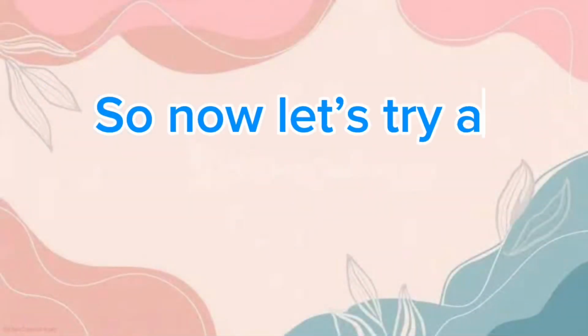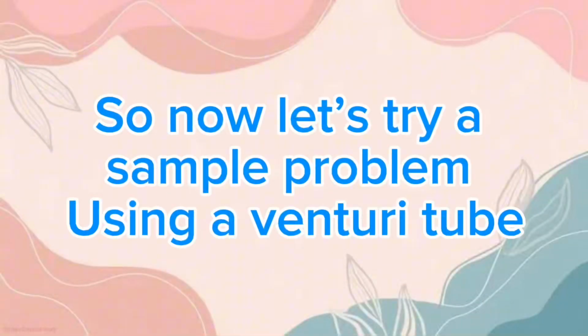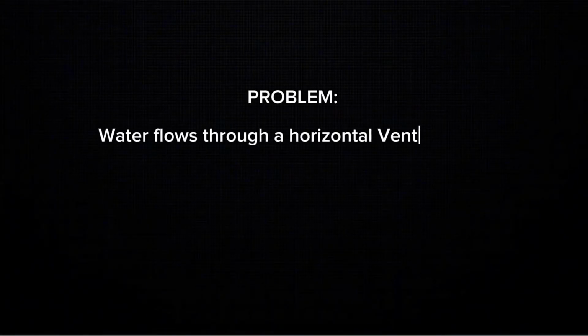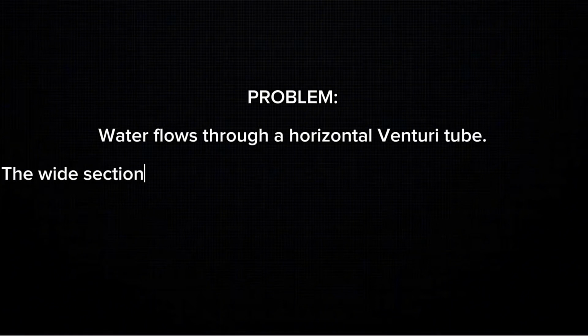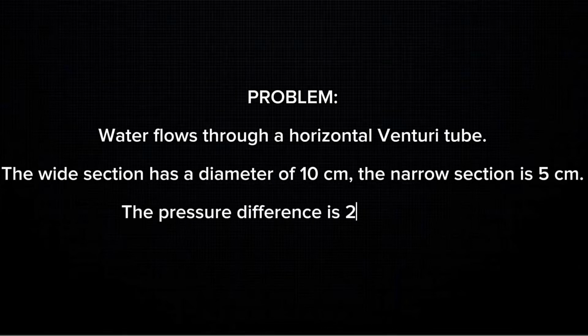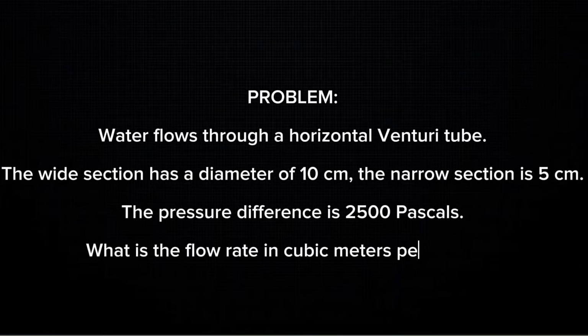So now, let's try a sample problem using a Venturi tube. Problem: water flows through a horizontal Venturi. The wide section has a diameter of 10 cm and the narrow section has a diameter of 5 cm. The pressure difference is 2,500 Pascal. So, what is the flow rate in cubic meters per second?